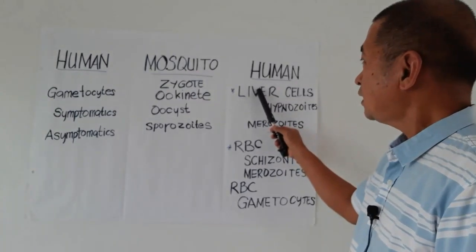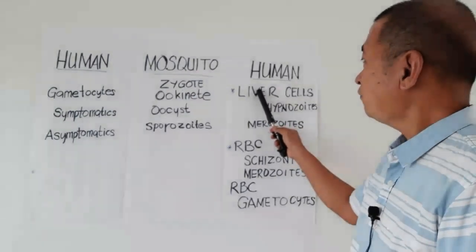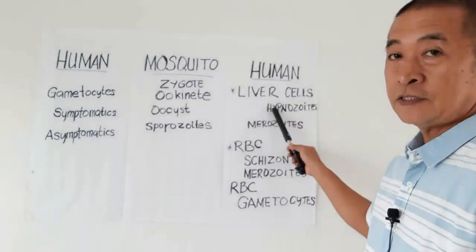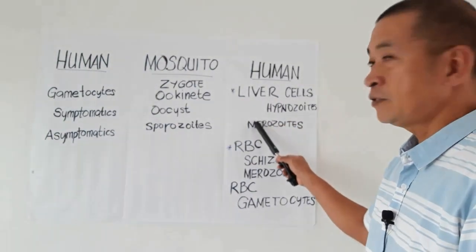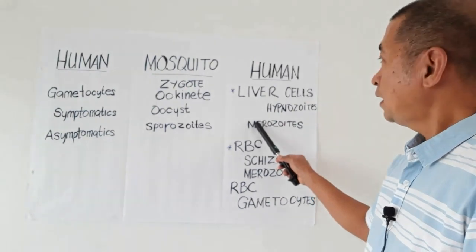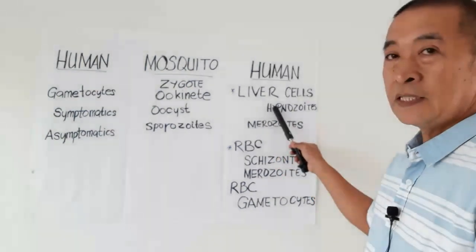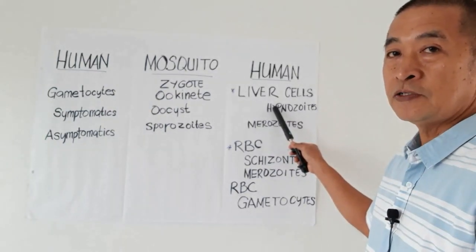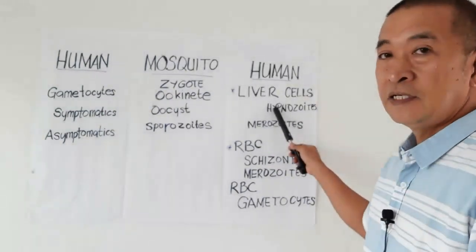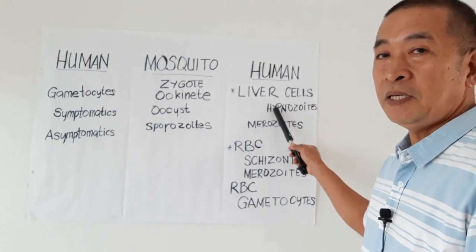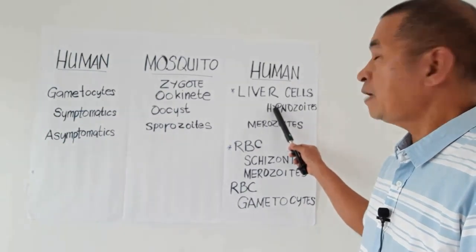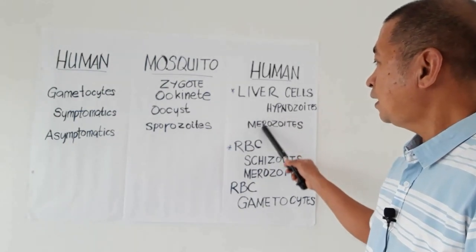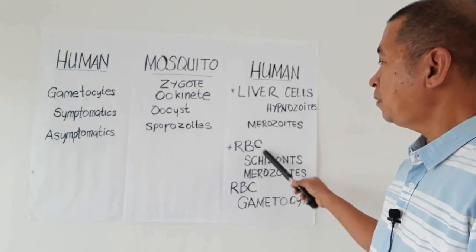In Plasmodium vivax, the sporozoites that infect liver cells develop into hypnozoites. Some develop into merozoites. But these hypnozoites are dormant sporozoites inside the liver cells. They will develop later on, maybe after a few weeks, a few months, or a few years, into merozoites, and then invade and reinvade RBC.